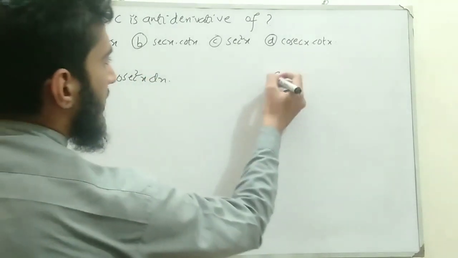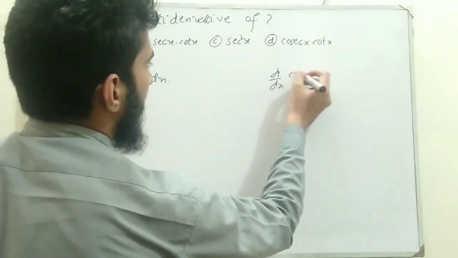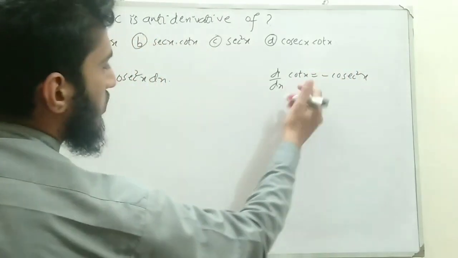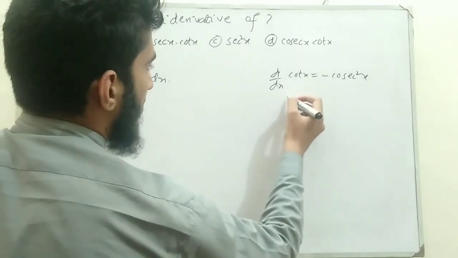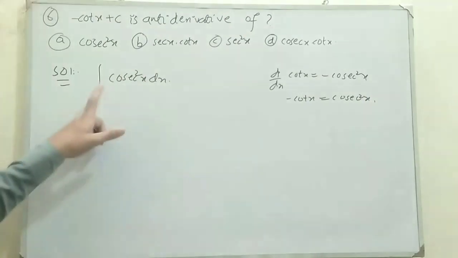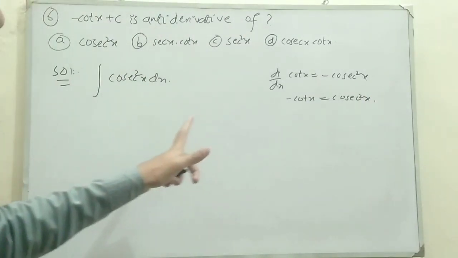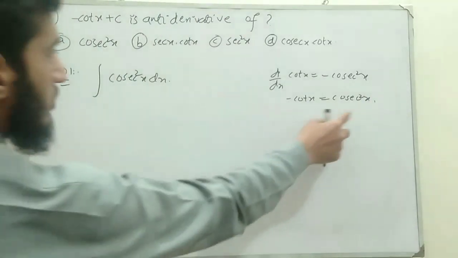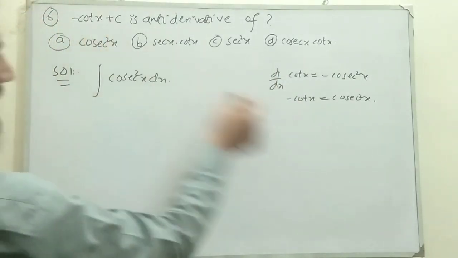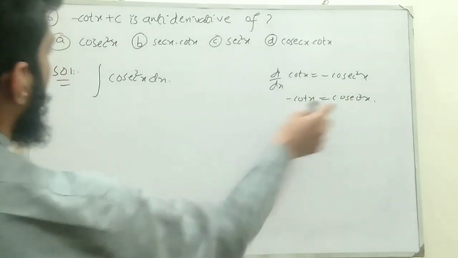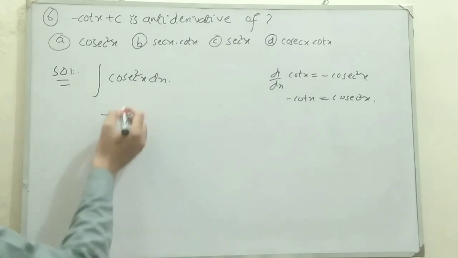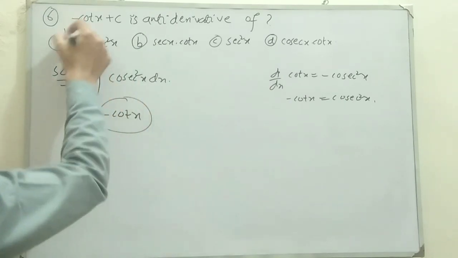We know that the derivative of the function cotangent x is equal to minus cosecant square x. So shifting this negative to the other side, minus cotangent x is the antiderivative of cosecant square x. Integration is the opposite phenomenon of differentiation. So the integral of cosecant square x will be negative cotangent x. So it means the correct option is cosecant square x.